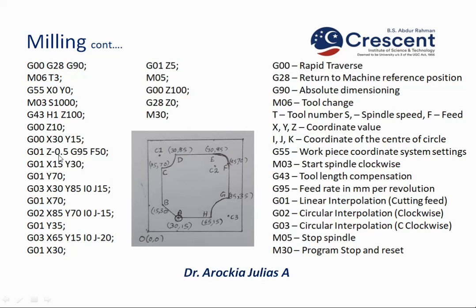For that we use G01, linear interpolation. Whenever you go for a cutting operation we have to use a linear interpolation. If it is circular we use G02 and G03. So here G01 Z minus 0.5. This is the depth. Okay, and G95 is used to define the feed rate in mm per revolution, and the feed rate value we are giving is F50. So here the cutting operation starts. First the tool plunges from Z10 to Z minus 0.5. So you remember that the top surface of the specimen is given as Z0. Okay, that you have to define.